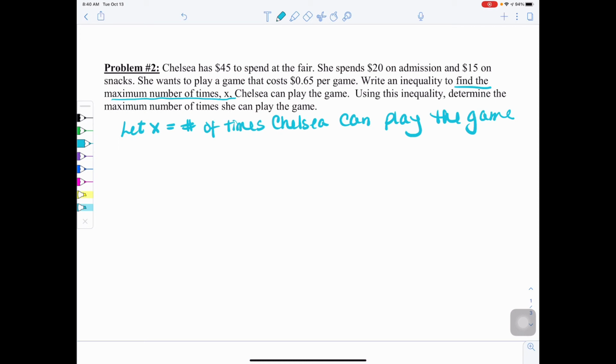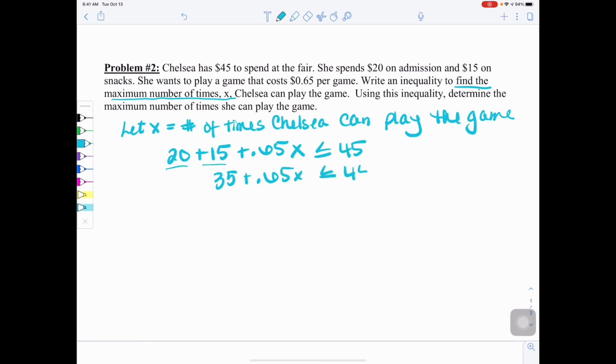If we go back to the problem, we know she's going to spend $20 in admission no matter what. Then she's spending $15 on snacks, so plus 15. And she's going to play a game that costs 65 cents per game. We just don't know how many times she can play that game. So that's going to be plus 0.65x, per each game. And she only has $45 to spend, so that's going to have to stay less than or equal to $45. Now we go through our steps, no distributive, but we do have like terms here. So this becomes 35 plus 0.65x is less than or equal to 45.